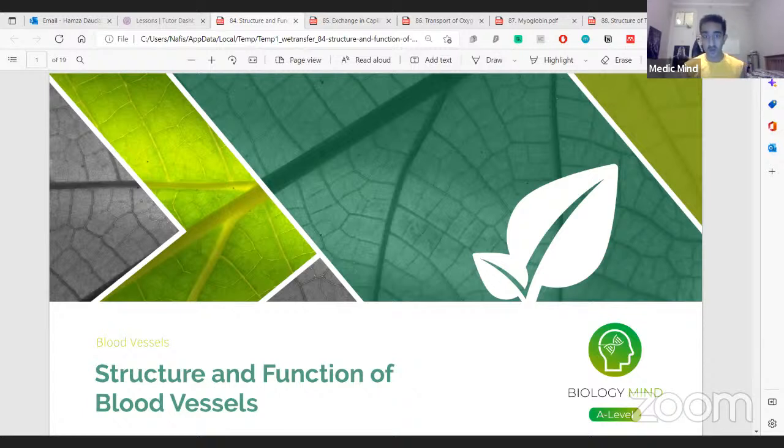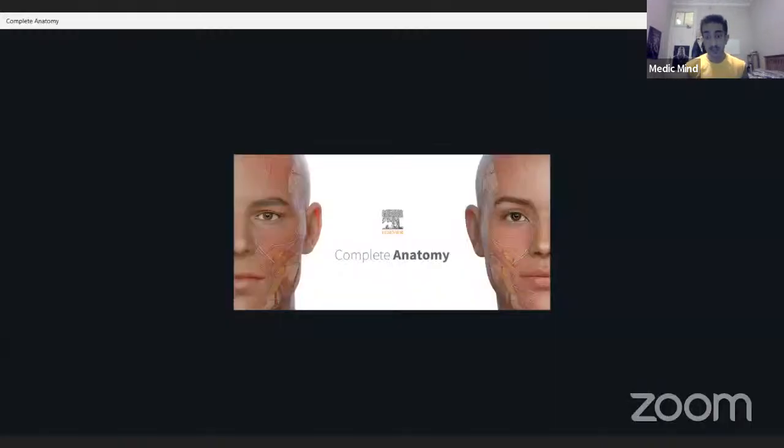While I show you some of the slides, I'm also going to show you a little bit of 3D anatomy, just so that you feel more comfortable about it, because it can often be quite complex to imagine and visualize what this actually looks like. While that's loading, I will just explain the learning outcomes.